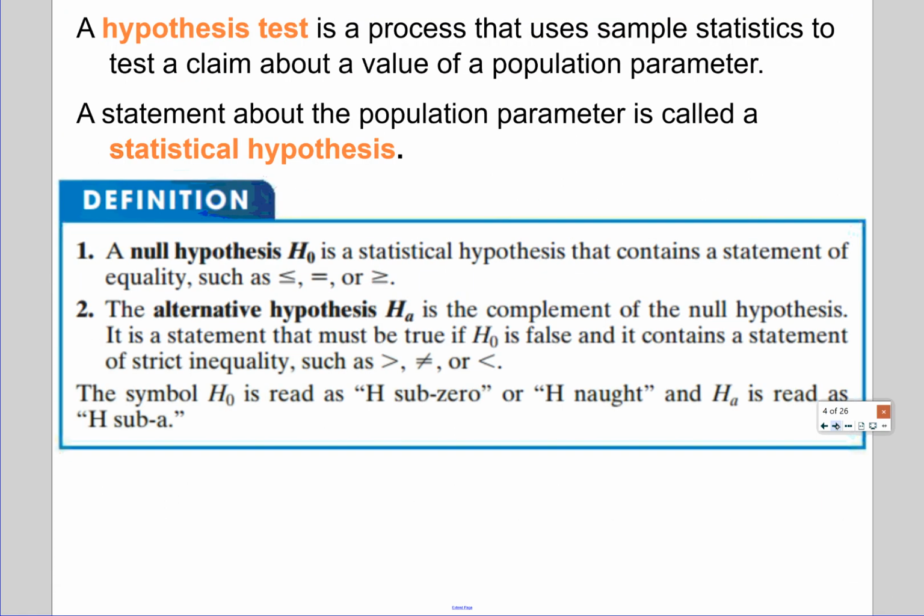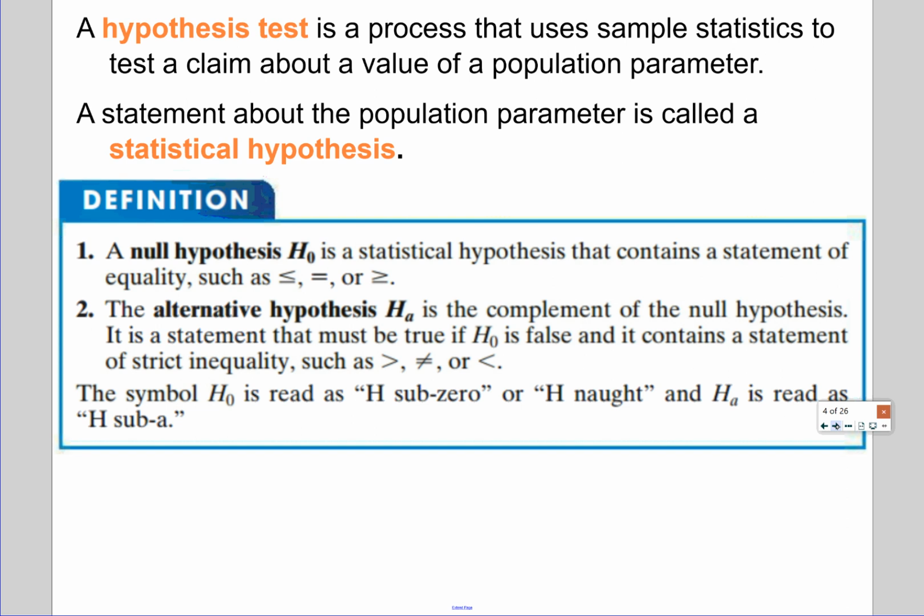All right, so what is a hypothesis test? A hypothesis test is a process that uses sample statistics to test a claim about the population parameter. Okay, so we have some population parameter that we're looking to test a claim about. So it might be a mean of the population, or it might be a variance of the population, or a standard deviation of the population, or a proportion of the population. So there's lots of different statistics we might have a claim about, and we use the sample statistic to test the claim that's being made.